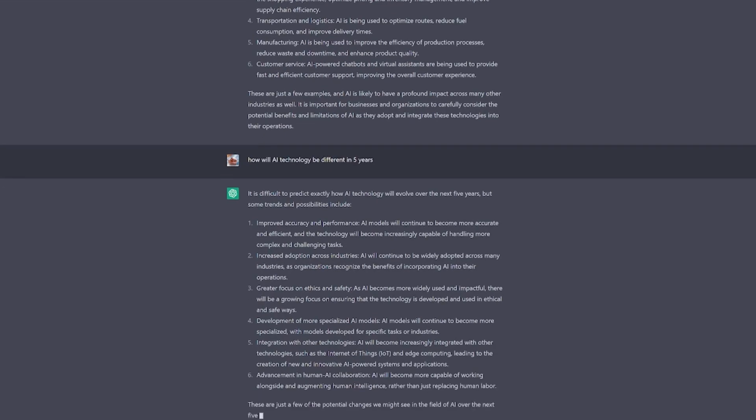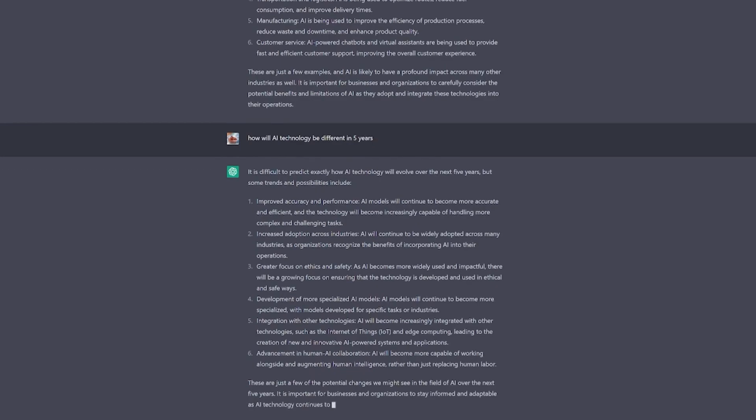As AI becomes more widely used and impactful, there will be a growing focus on ensuring that the technology is developed and used in ethical and safe ways. Advancement in human-AI collaboration. AI will become more capable of working alongside and augmenting human intelligence, rather than just replacing human labor. These are just a few of the potential changes we might see in the field of AI over the next 5 years. It is important for businesses and organizations to stay informed and adaptable as AI technology continues to evolve and mature. As an artificial intelligence, can you actually have an opinion?